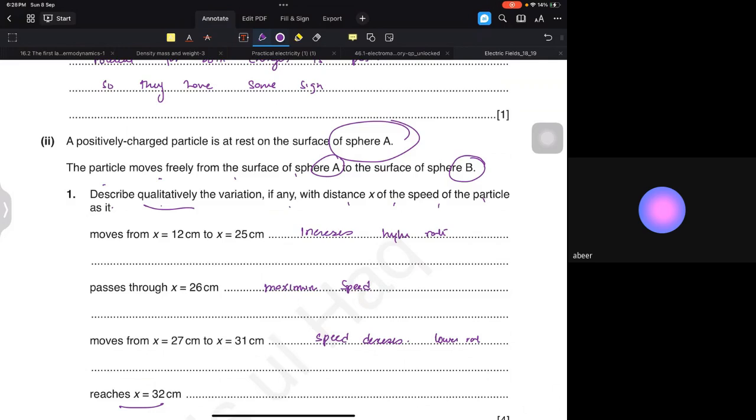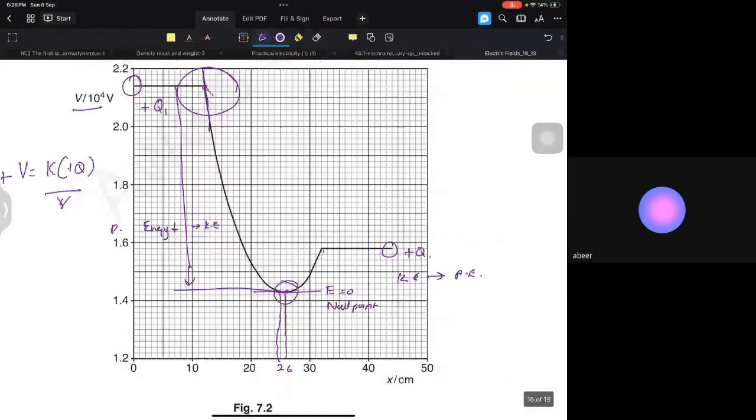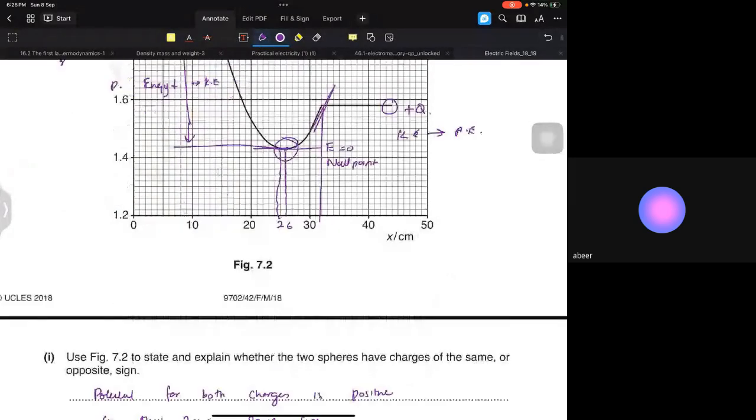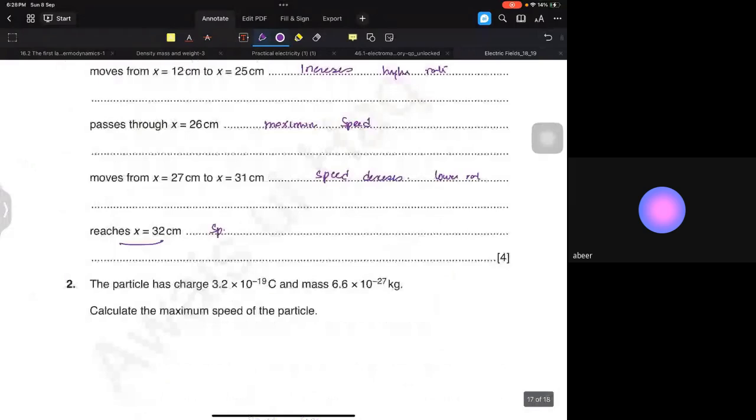And when it reaches 32, exactly at 32, the gradient is still like this, which means there is electric field strength happening and there will be acceleration. So speed will continue to decrease. Is that clear? Are there any questions? No, sir.